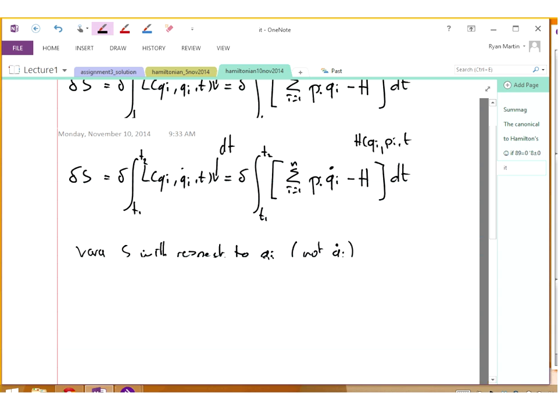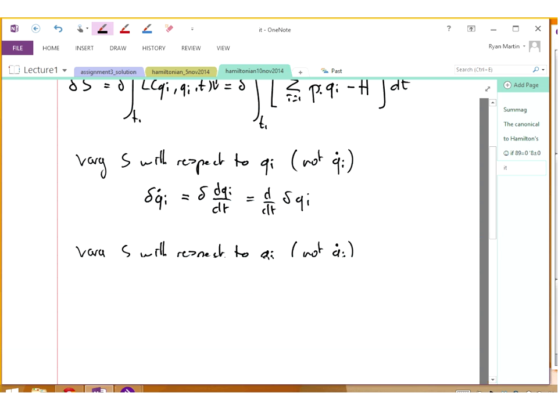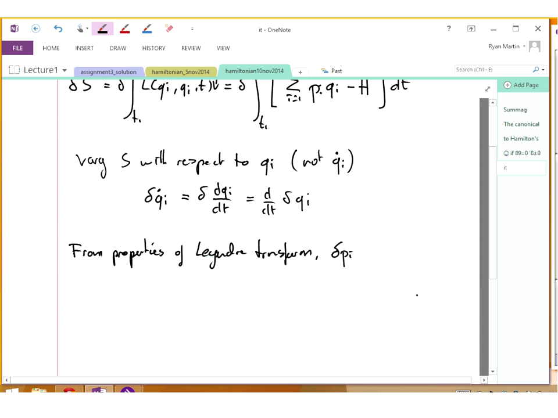So, from properties of the Legendre transform, varying the Pi does not change delta L, and thus the action is unaffected if the Pi are varied independently from the Qi.